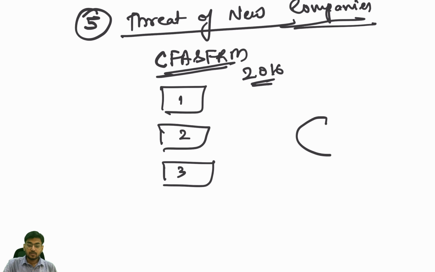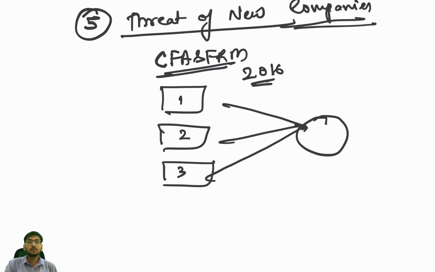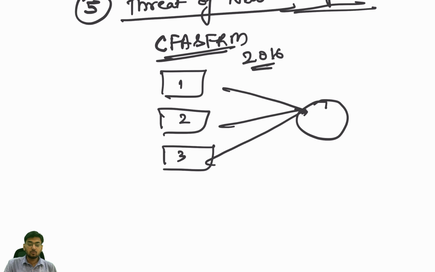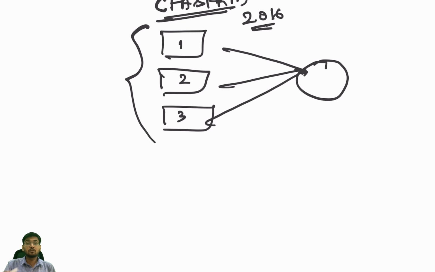Now all the students are having only 3 options. Clear? So the business is coming to 3 of them.